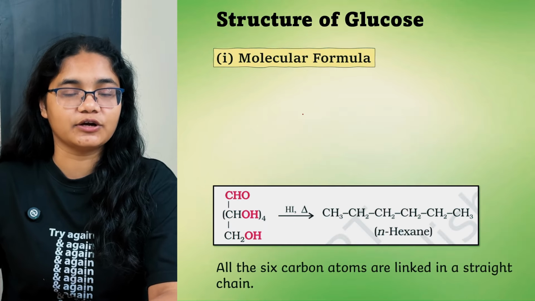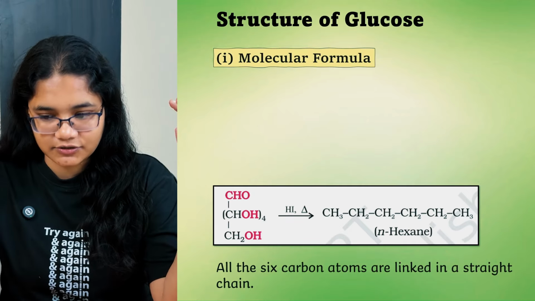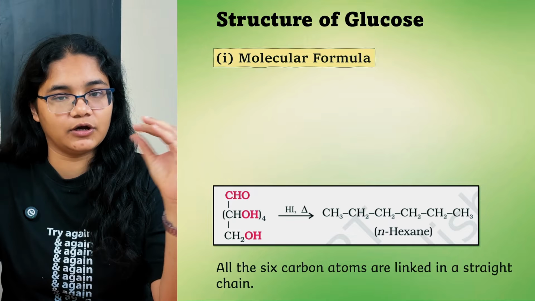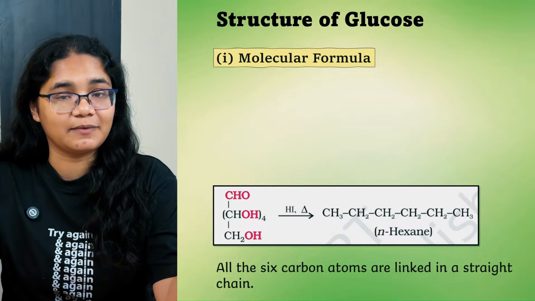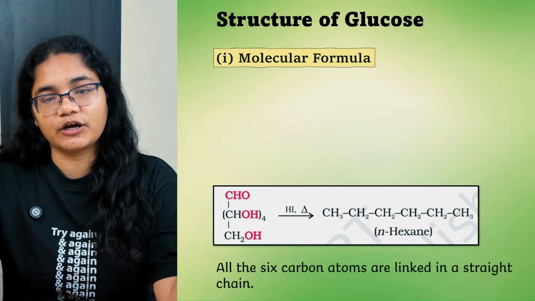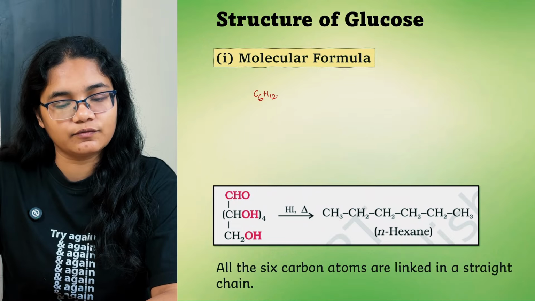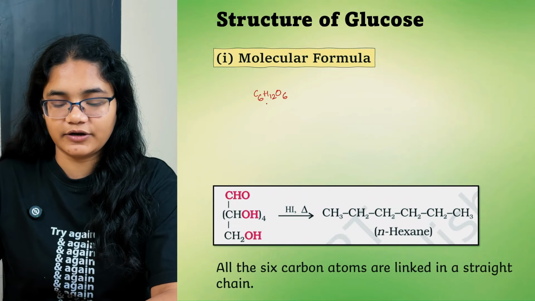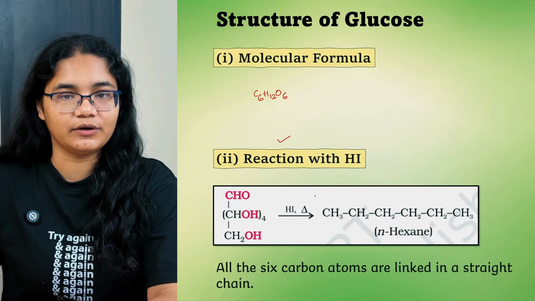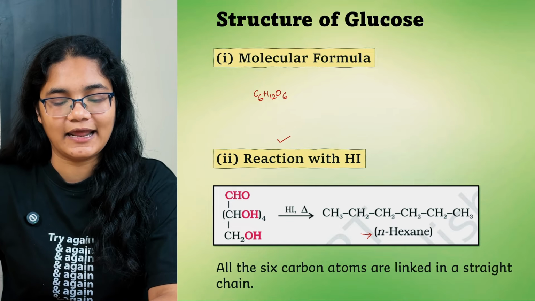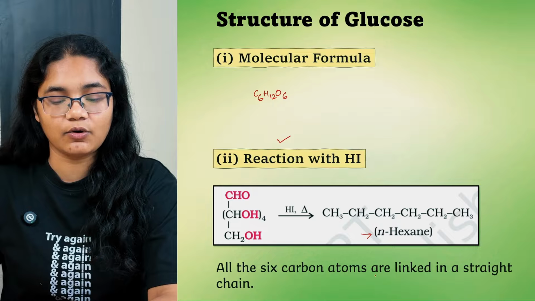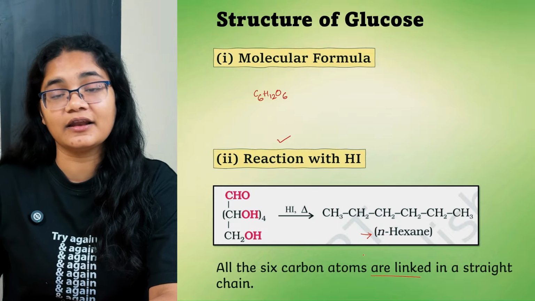Now talking about the structure of glucose, the scientists just knew the formula of glucose, but then a lot of experiments were done to prove the structure of glucose. And the formula of glucose, we all know, is C6H12O6. The first reaction was done with HI. When you react with HI, we get the product n-hexane, and this gave us the conclusion that all the carbons in glucose are in a straight chain.